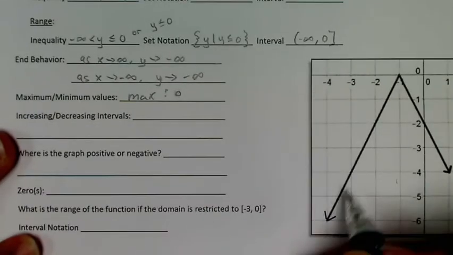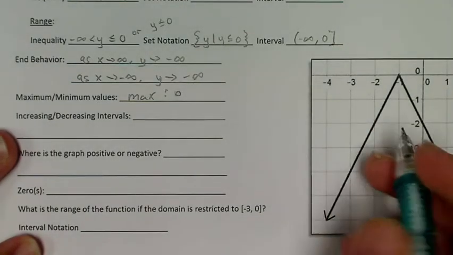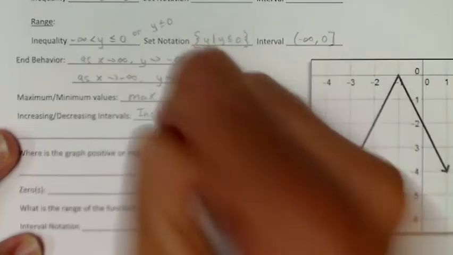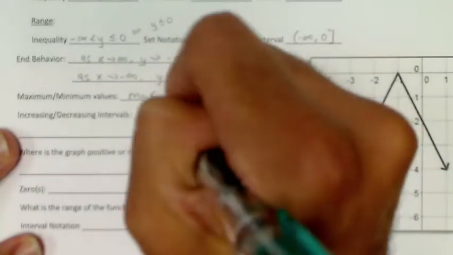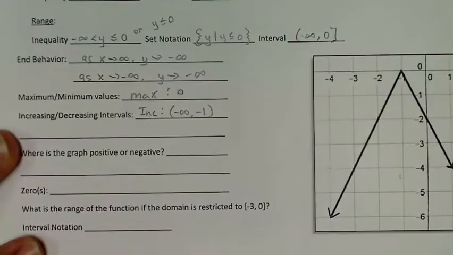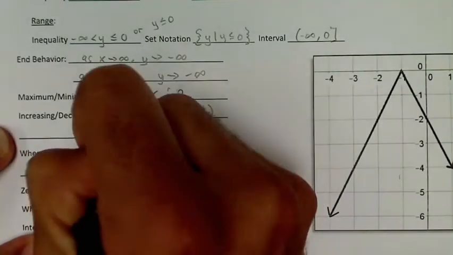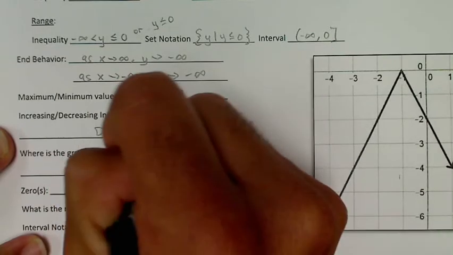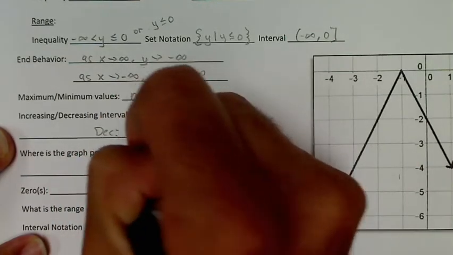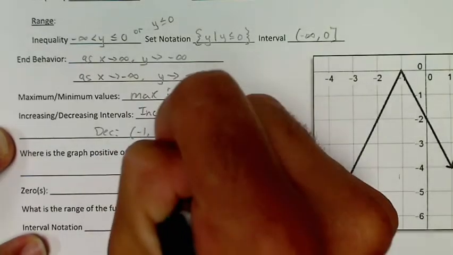Okay, increasing or decreasing intervals. Well, I see two things going on here. I see from left to right it's rising and then falling. So it's increasing from negative infinity. Remember, these are x values. So we're going forever to the left up until the point -1 on the x-axis. It's increasing, and then it's decreasing from -1 to positive infinity.